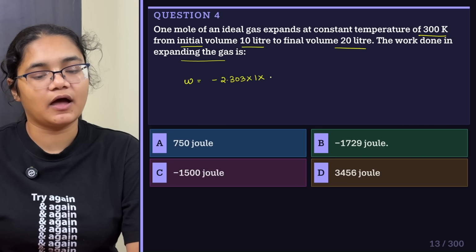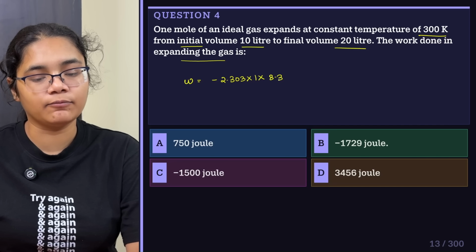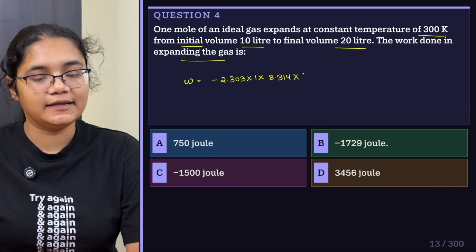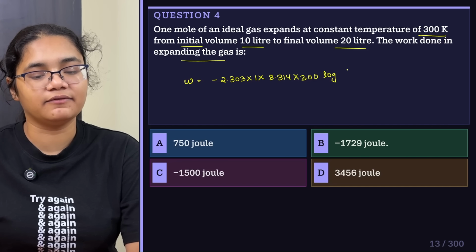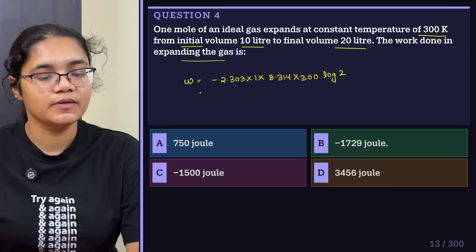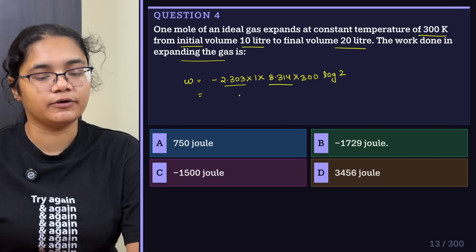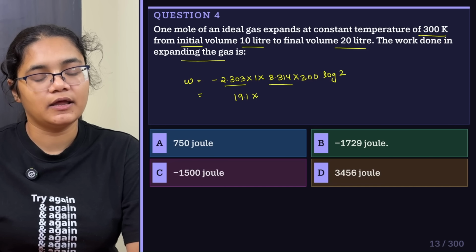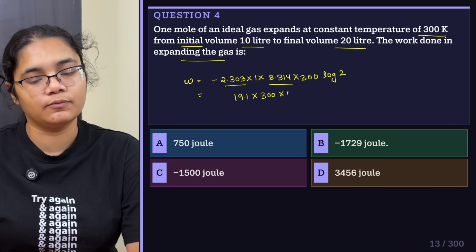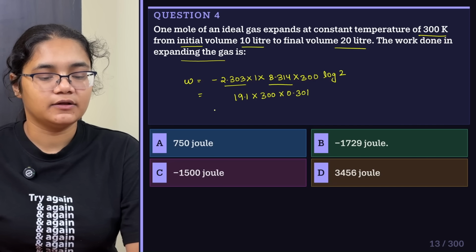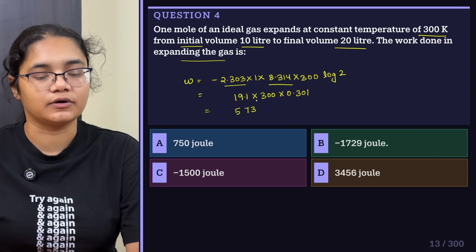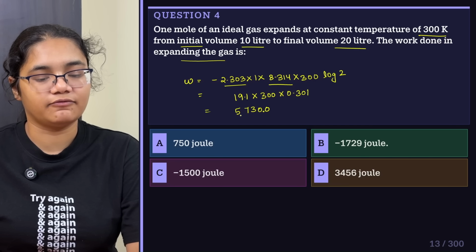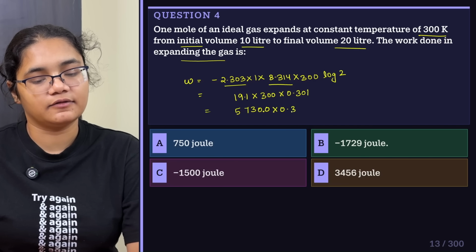1 mole is there. The R value is 8.314. Our T is 300 Kelvin. And log of V2 by V1, 20 by 10, so I will get log 2. Now you can see 2.303 into 8.314 will give me 19.1, into 300 into 0.301. So 3 ones are 3, 3 nines are 27, 3 ones are 3 plus 4 is 27, 5. So I will have this 5730 into 0.301.